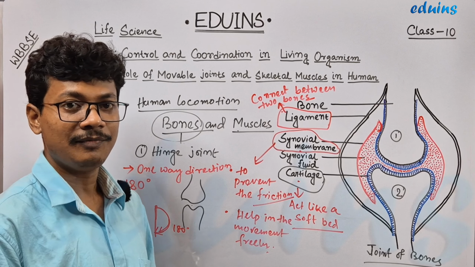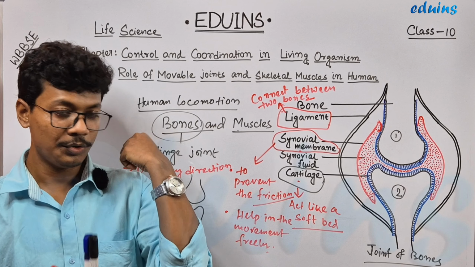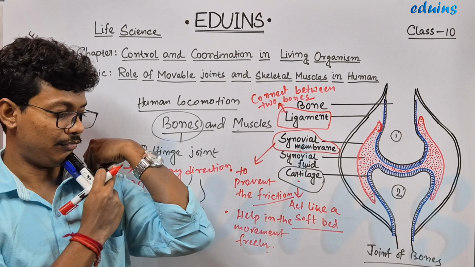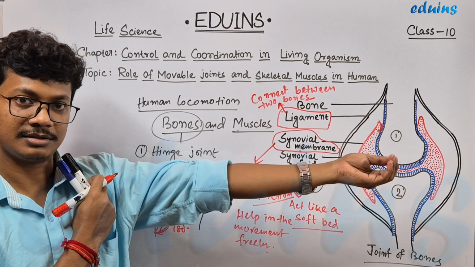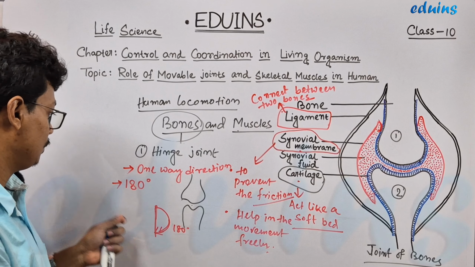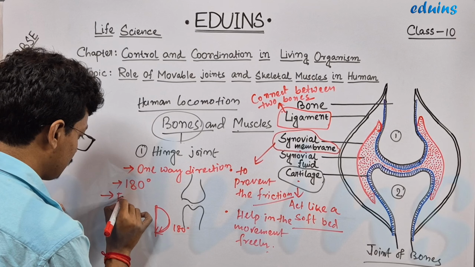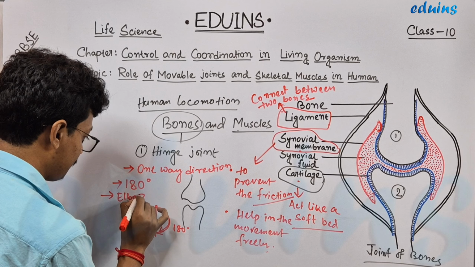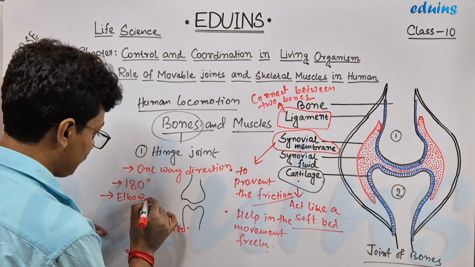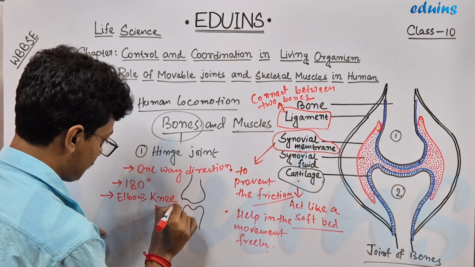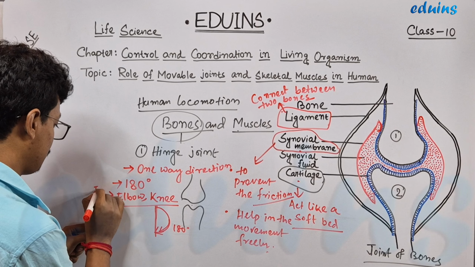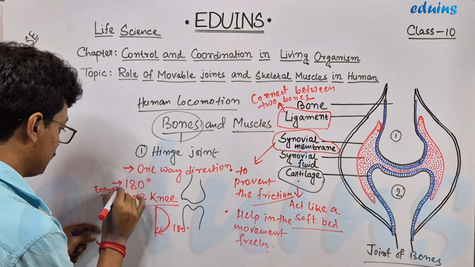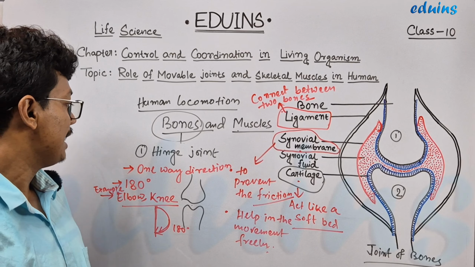What is the example? Example is our elbow. We can move our hand from this point to this. Okay, 180 degree. So example is elbow and knee. This is the hinge joint.